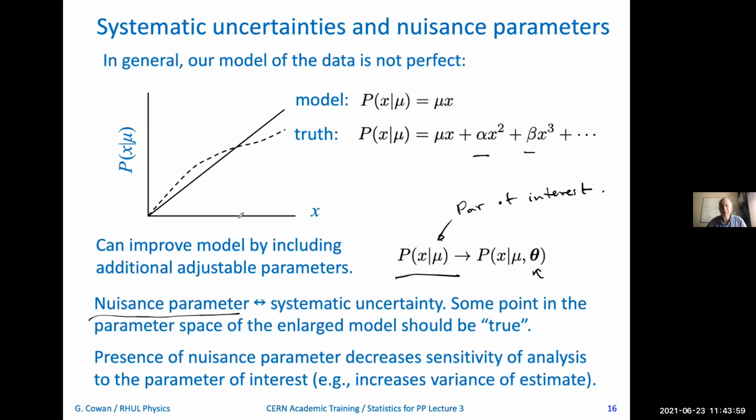And so that seems to have solved the problem, right? I started off by saying that systematic uncertainties were the hardest problem to deal with. And now I said, well, just load up your model with lots of nuisance parameters and you're done. There is a price to pay. And the price of the additional nuisance parameters is that they decrease the sensitivity of the analysis to the parameter of interest. In particular, they would, for example, increase the variance of your estimate of the parameter of interest. They will increase the size of a confidence interval for the parameter of interest.